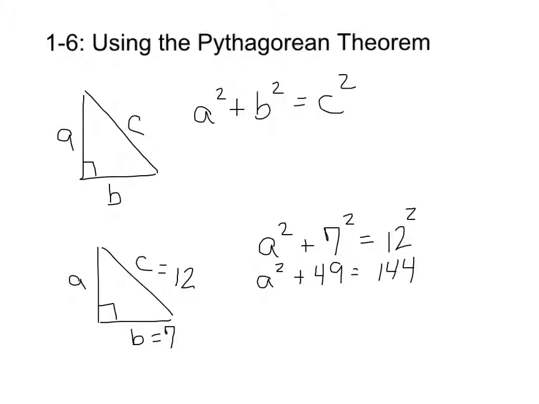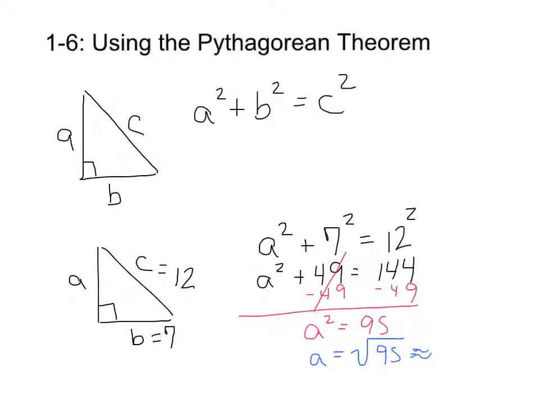At this point, I need to solve the equation, which means I need to get the a value by itself. So I'm going to subtract 49 from both sides. The 49s will drop out, leaving me with a squared equals 95. In order to solve for a, a will equal the square root of 95, which in this case will be something probably around 9.7-ish, although you'd have to confirm that with a calculator. It's probably something like 9.7, 9.8.